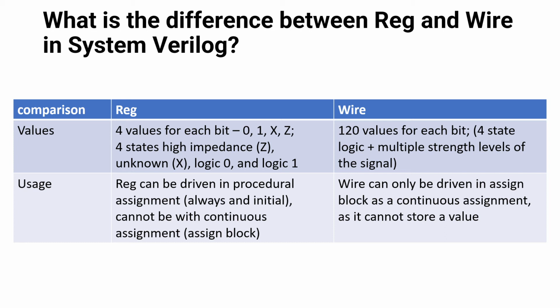Reg can be driven in a procedural assignment statement, like inside always and initial, but it cannot be used with a continuous assignment statement like assign inside the assign block. Wire can be, because it doesn't store any value. It's not like a register that stores the value. Only continuous assignment works for the wire. Anytime we define a wire, it can be used only inside the assign statement as a continuous assignment, because it cannot store the value. So that's the main difference between reg and wire.